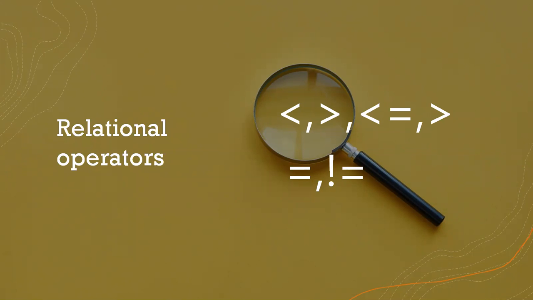Operators like less than, greater than, less than or equal to, greater than or equal to, not equal to. For example: 2 less than 3, 4 greater than 3, 2 less than or equal to 2, 5 greater than or equal to 5, 6 equal to 6, 6 not equal to 8. So these are the examples of relational operators.